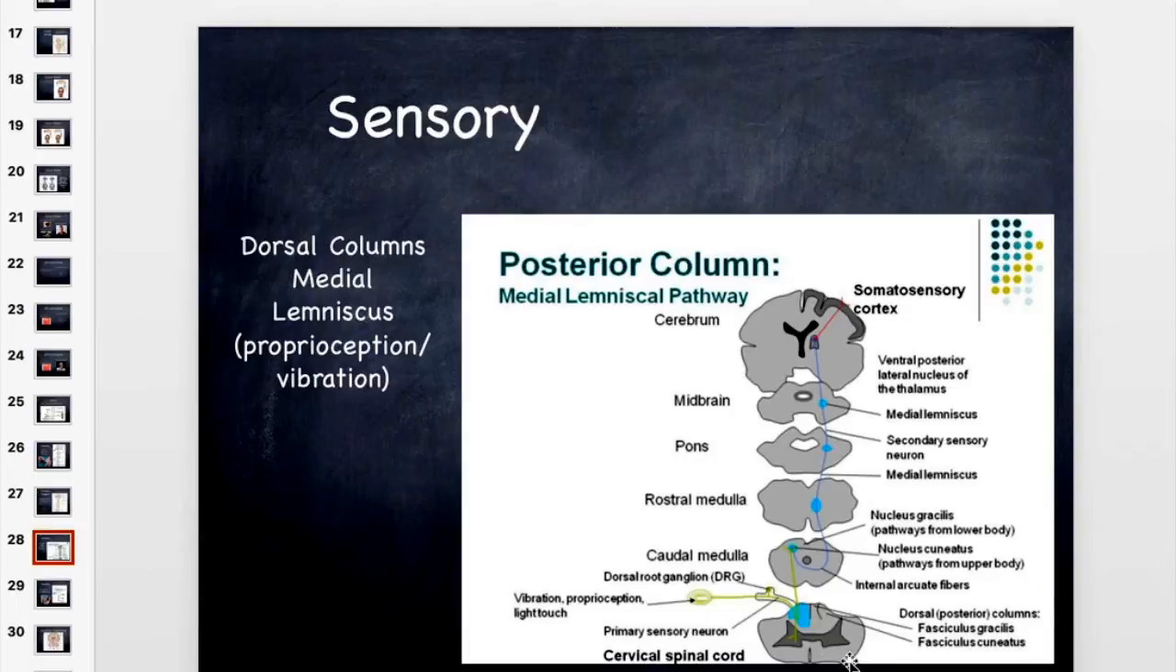So important regions to know: dorsal columns, decussates in the medulla, is then the medial lemniscus. You probably want to know the difference between the nucleus gracilis versus the nucleus cuneatus. That's a step one question somebody would ask. And then there's a relay in the dorsal column nuclei. Tell us about that.